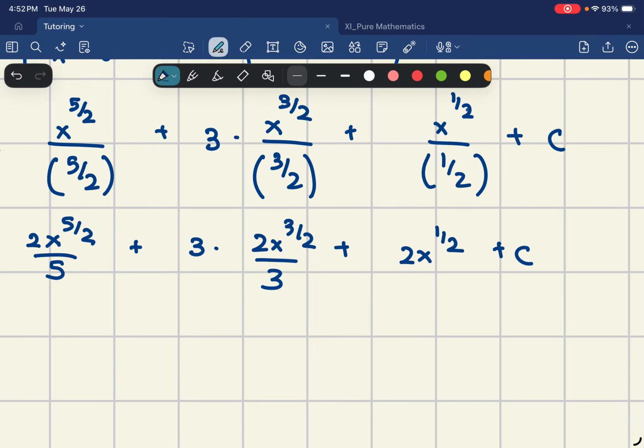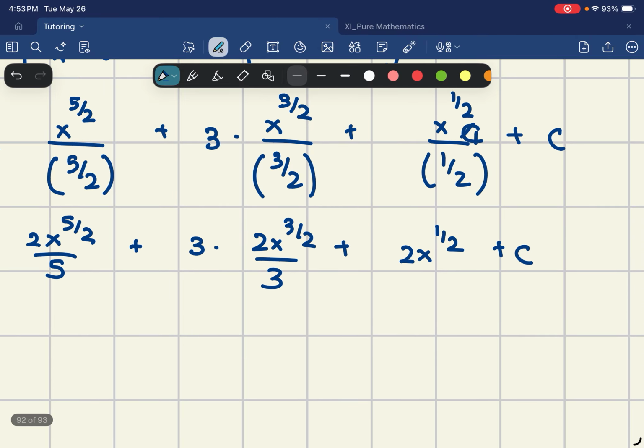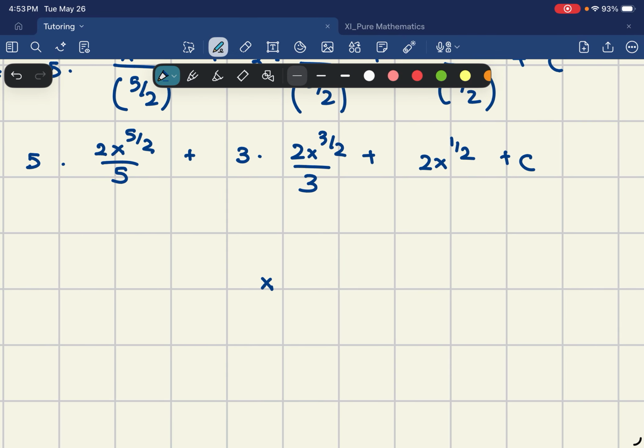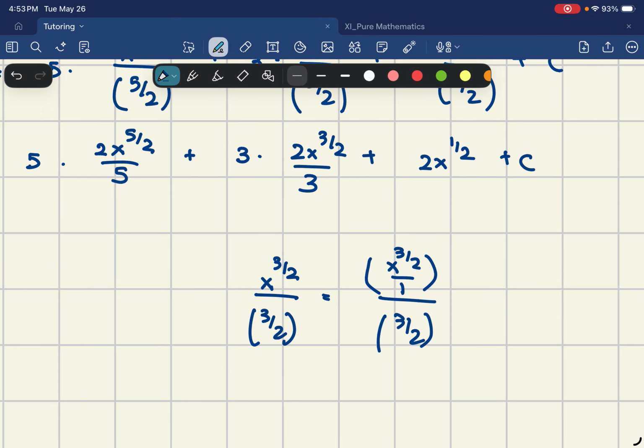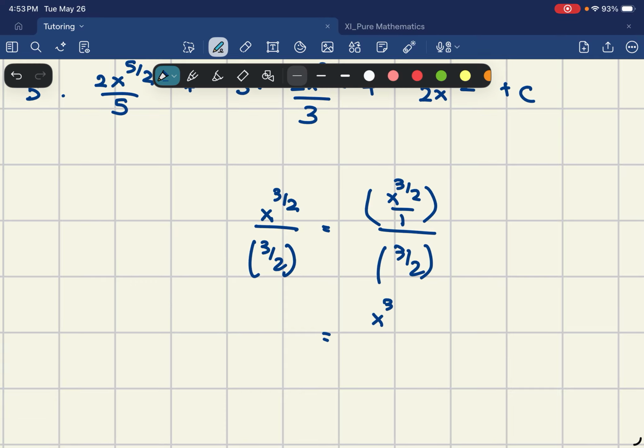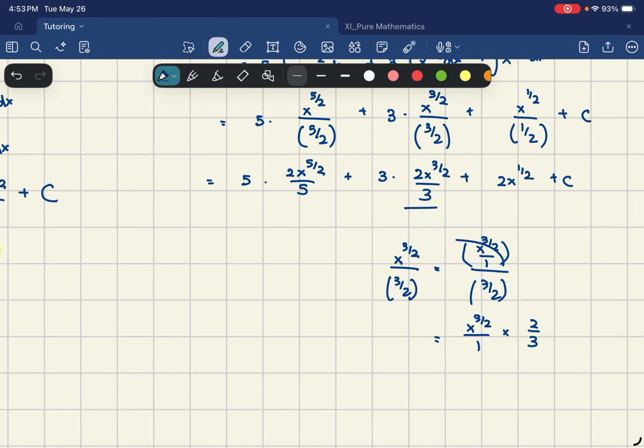Because you have something over 1 in your numerator and you have this, this fraction division is going to be the same. So let me just walk you through it, right? Let me just give you why we have this expression. So you have x to the power 3 over 2 over 3 over 2. I can write this as x to the power 3 over 2 divided by 1 divided by 3 over 2. And it's going to be the same as x to the power 3 over 2 by 1 times the reciprocal, 2 over 3. And that is how we get this expression.